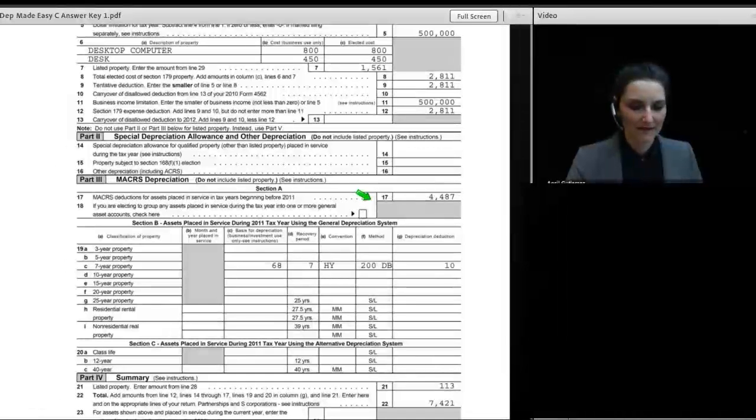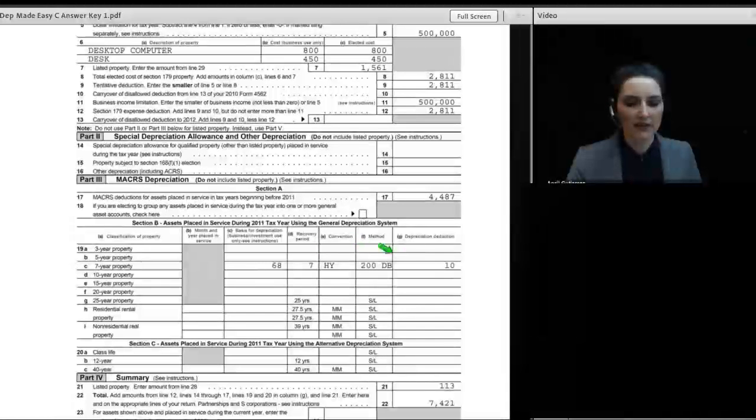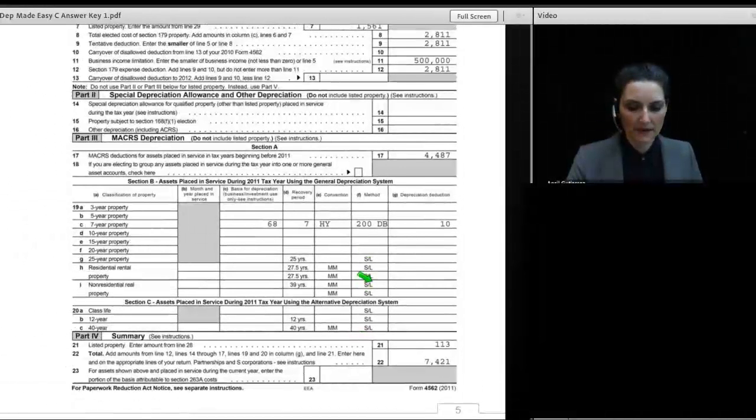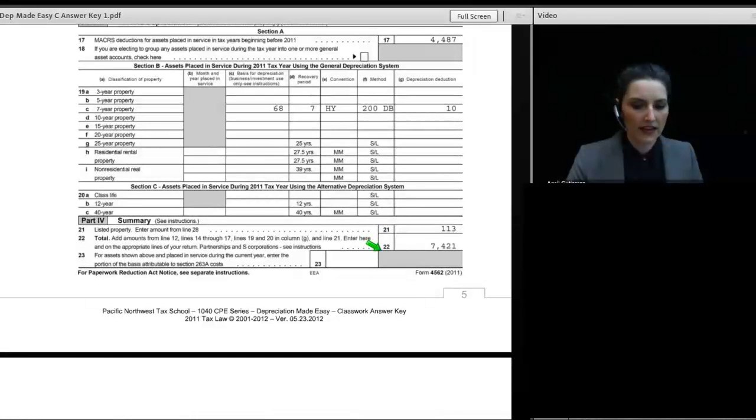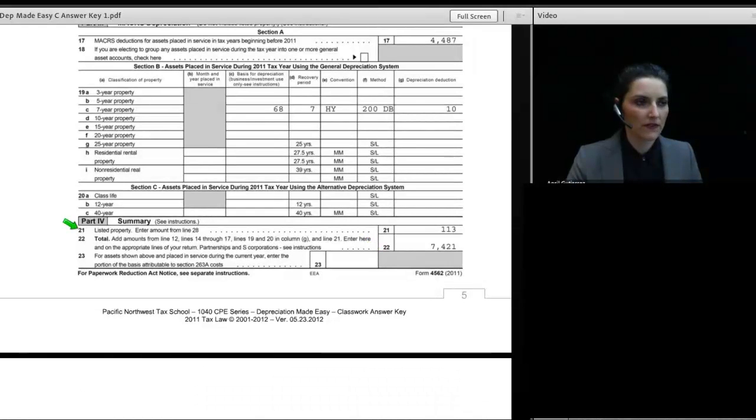I forgot. Then we have the cell phone. Cell phone is 7-year property. And we had to multiply the cost of that cell phone out by the business use percentage of 45%. We got $68. We enter that on the line. The recovery period is 7 years. The half-year convention, double declining balance applies, and it's a $10 deduction. We add up the numbers that appear here, 2,811, 10, 113, and then the 113 is from Part 5 for listed property. And we total all of those up.